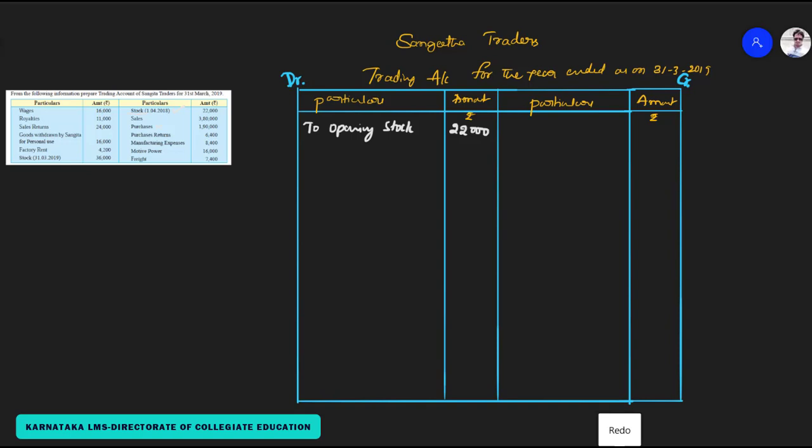Whatever comes on the debit side, let us write it one after another. So let us fill all the entries of the debit side. So to purchases. There is a purchase return for this, so that has to be deducted. Less purchase returns. So firstly let us write purchases 1,90,000 in the inner column for the sake of calculation, and purchase return is 6,400. So the net balance will be 1,83,600.